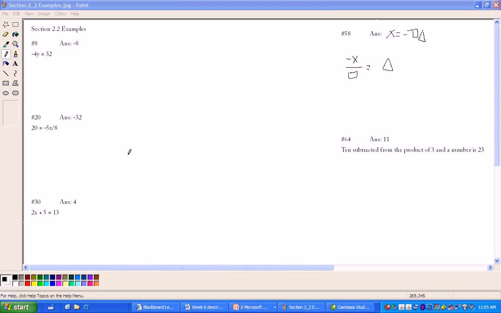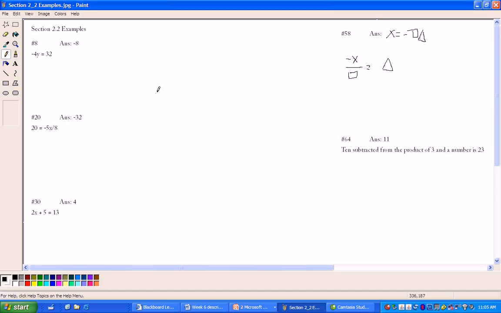Okay, now we're going to go ahead and work some examples out of section 2.2. A lot of you like for me to work up particular homework problems, so we'll do that. The first one we'll start with is number 8. Just like in your recommended homework, here's the answer, just like you would have in the back of your book. This is the way I'd like for you to do your homework.